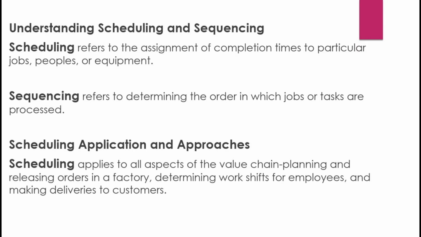Understanding scheduling and sequencing. Scheduling refers to the assessment of completion times to particular jobs, people, or equipment. For example, fast food restaurants, hospitals, and call centers need to schedule employees for work shifts. Doctors, dentists, and stockbrokers need to schedule patients and customers. Airlines must schedule crews and flight attendants.